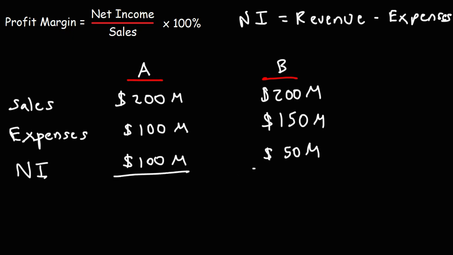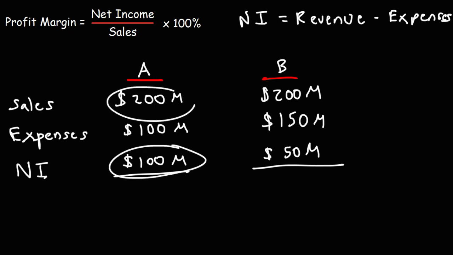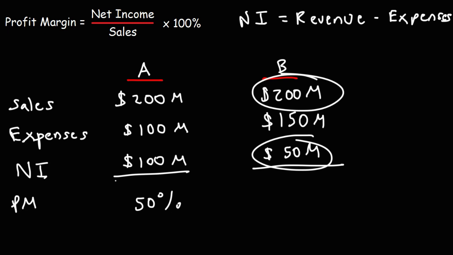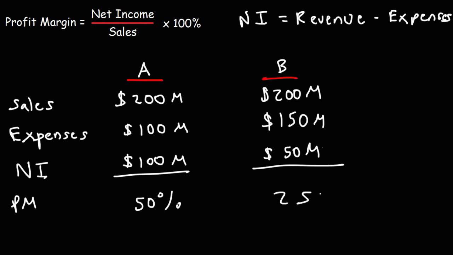Next, we can calculate the profit margin. So taking the net income, dividing it by the sales, and multiplying that by 100%, 100 divided by 200 is 0.5 times 100%. This gives us a profit margin of 50% for company A. For company B, it's 50 divided by 200, which is 0.25 times 100%. So company B has a profit margin of 25%.